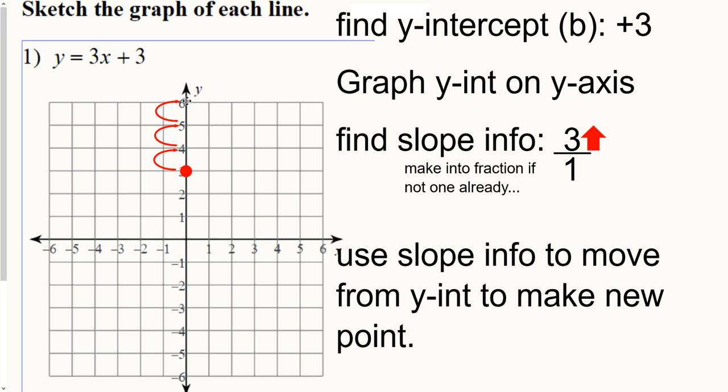But I don't put a dot right there because I've got to look at the bottom number of the slope fraction there, okay? So that's a positive 1 on the bottom. That means if it's positive, you go to the right. So we'll go 1 to the right, and we'll make our dot right there.